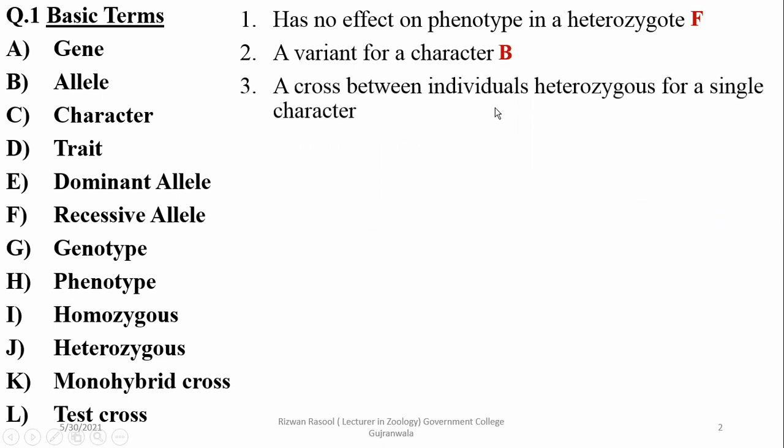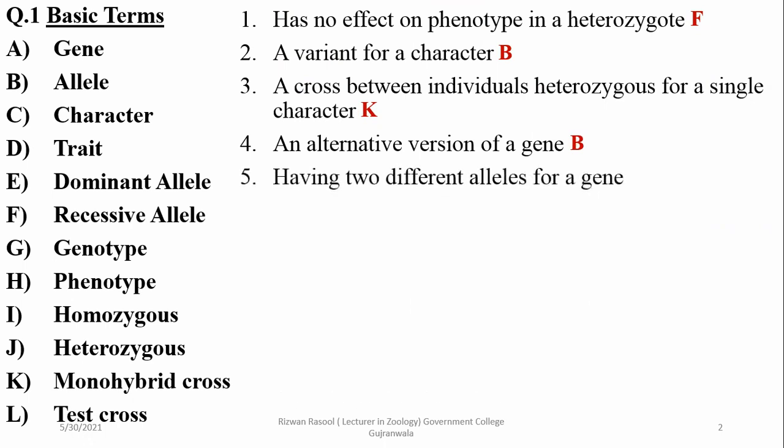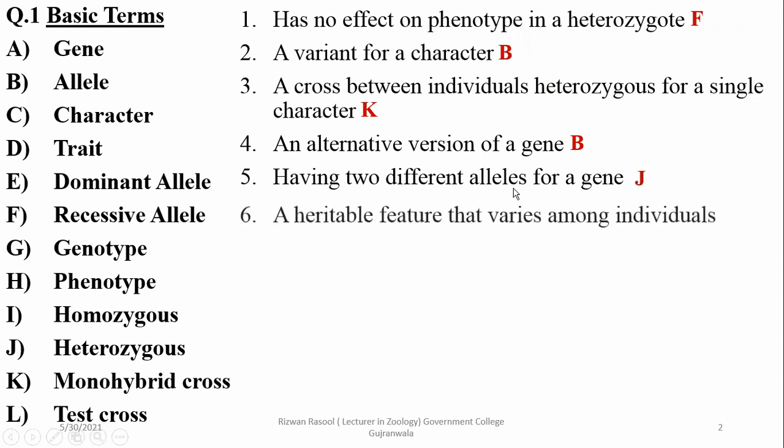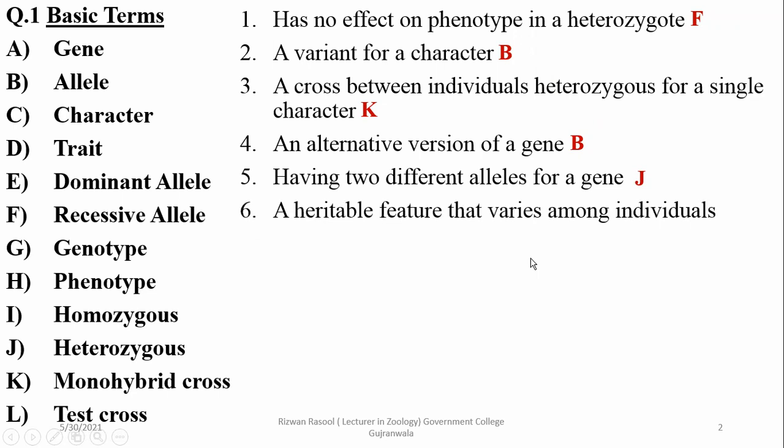Question number three: a cross between individuals heterozygous for a single character is a monohybrid cross. Number four: an alternative version of a gene is also an allele. Number five: having two different alleles of a gene refers to the heterozygous condition. So the right option in this case is J. And number six: a heritable feature that varies among individuals is a trait.